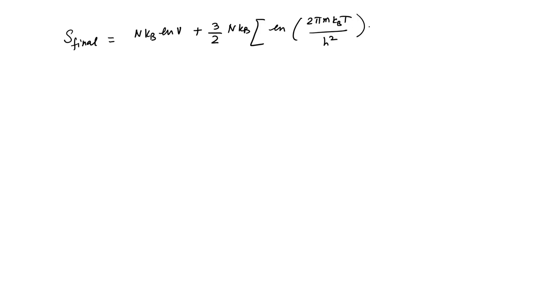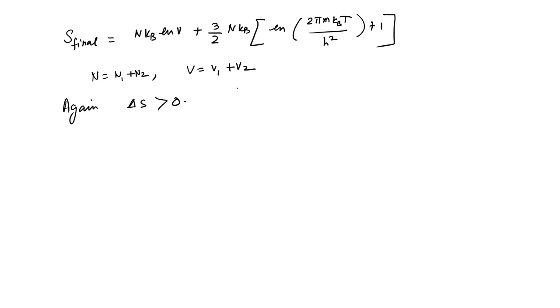So, we assume that M1 is equal to M2 equal to some M. So, the final entropy is equal to some nk log V, where V is V1 plus V2, plus 3/2 nk log of 2 pi m k T divided by h squared, plus 1, and N is equal to N1 plus N2, V is equal to V1 plus V2. Okay. Again, delta S is greater than 0.